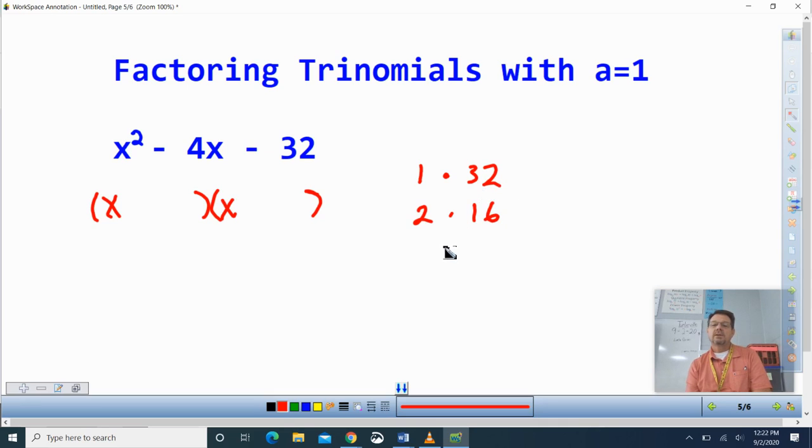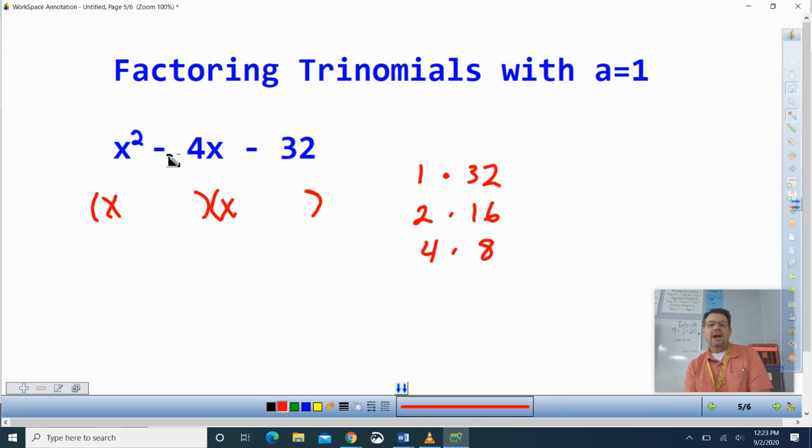3 doesn't go in evenly. How about 4? Does 4 go into it evenly? Sure does. 4 times 8. Okay, 5, no. 6, no. 7, no. 8, we've already got. So these are all the ways we can multiply to get 32. But if you notice, this is -32. So to do so, I got to have one of these be negative, right? One or the other. Now, which one needs to be negative?